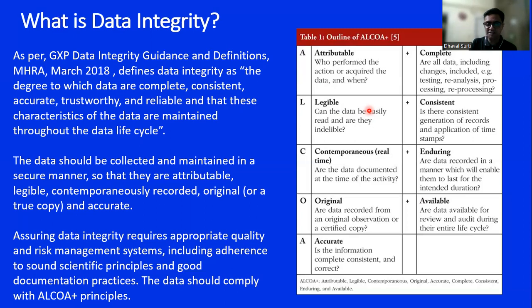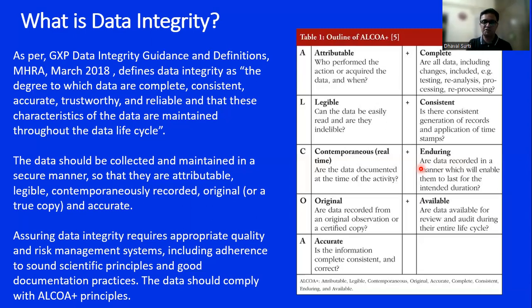Then it should be original. So we don't have to change the data. We have to maintain the original record as it is. Otherwise, it's not original data. So it should be original and accurate. Accurate means I have to write the exact information which I have seen. I should not change anything to make it pass. I should not change it such that it is meeting my requirement. It should be accurate. So ALCOA means attributable, who did it; legible, clearly readable; contemporaneous, meaning online; original, meaning original records; and accurate.